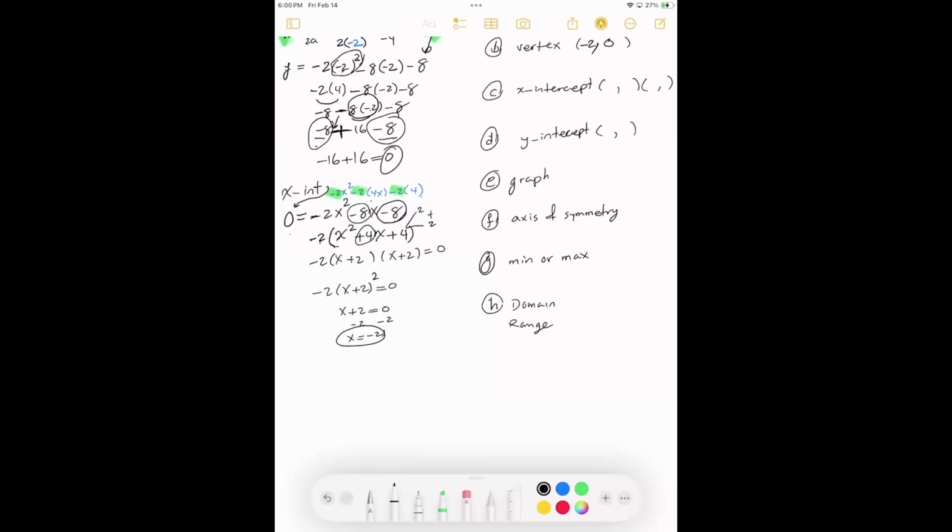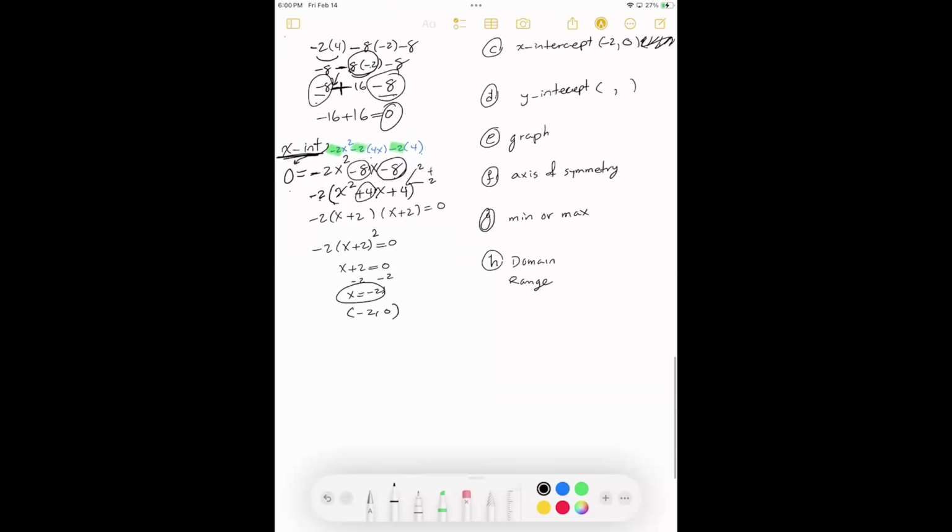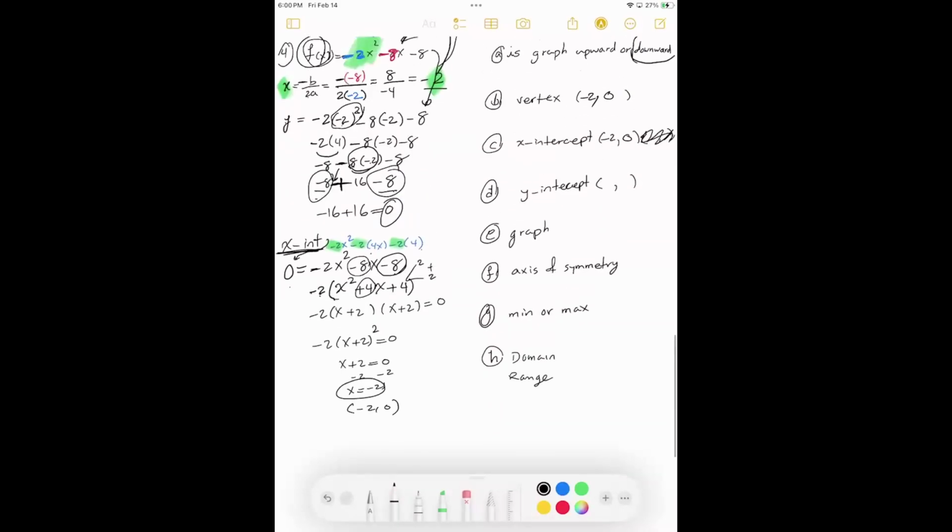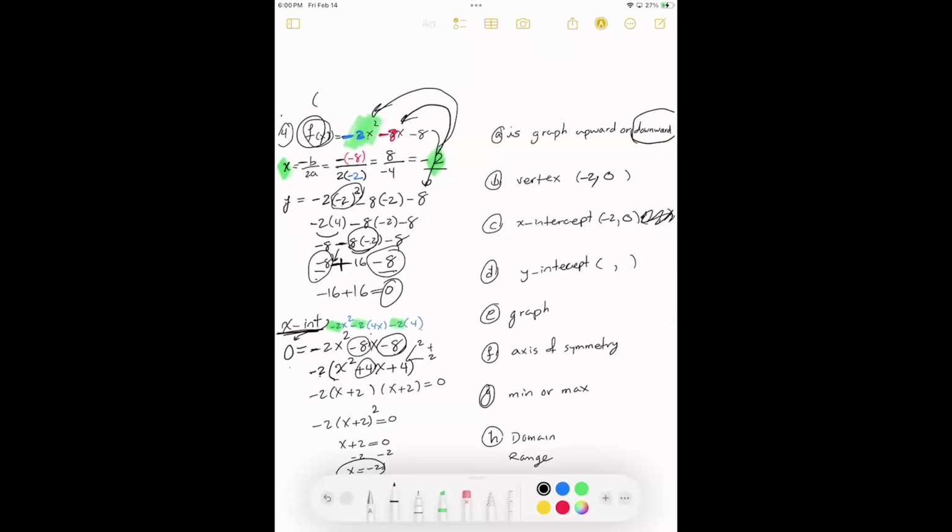So the x-intercept is negative 2 comma 0. Negative 2 comma 0. We have a root at negative 2 with multiplicity of 2. To find your y-intercept, you are going to go back to this equation again.